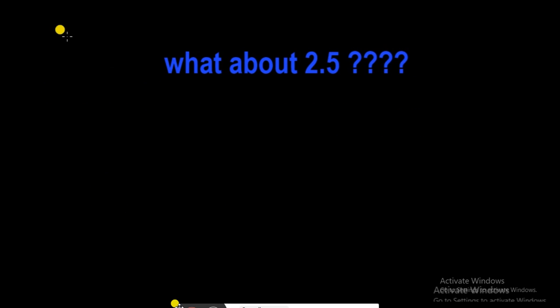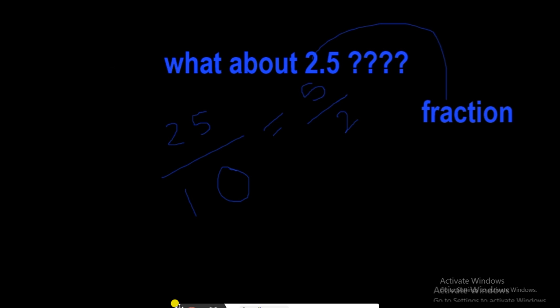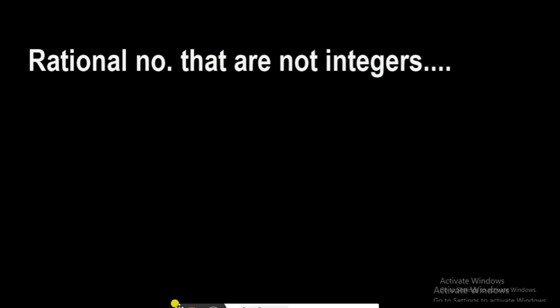So what about 2.5? We can write 2.5 as 25 by 10, and when we simplify, we get the fraction 5 by 2. That's why 2.5 is also a rational number. Let's talk more about rational numbers which are not integers. As we learned, rational numbers are fractions represented in p by q form. We can calculate the fraction by dividing.